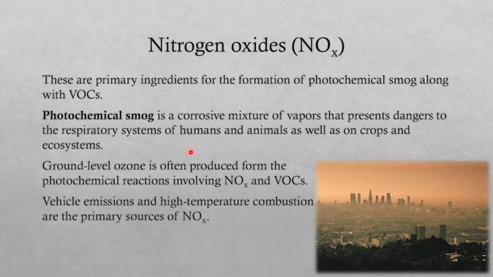You can commonly see photochemical smog in big cities such as this, wherein the air gets a hue of dark brown. Ground-level ozone is often produced from the photochemical reactions involving NOx and VOCs. Ozone is another criteria pollutant that is very dangerous at ground level. Vehicle emissions and high-temperature combustion are the primary sources of NOx in our environment. So therefore, we can expect elevated levels of NOx in urban settings. That is why photochemical smog is also common in urban cities. NOx is also an acid gas, and it also plays its role in acid rain together with SOx.